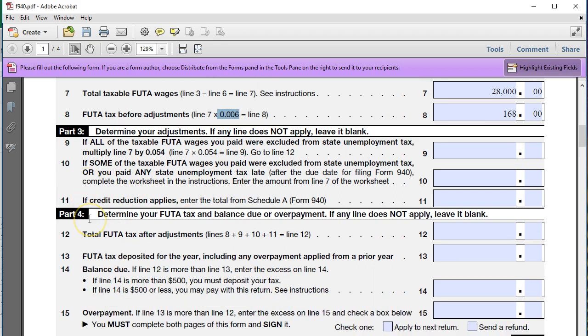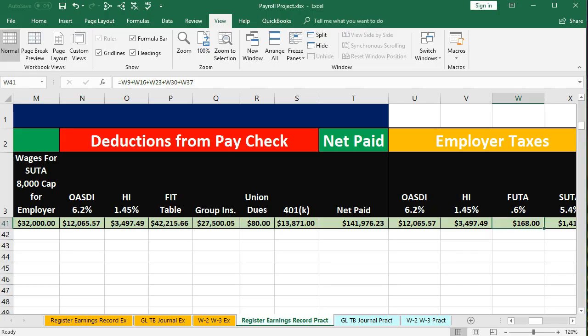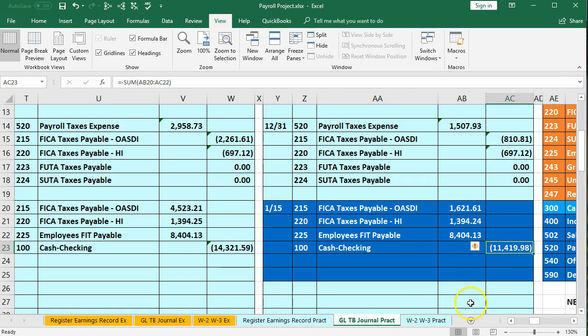If we go down to part 4, we're going to say total FUTA tax after adjustments is the 168. And then the FUTA tax deposit. Same thing as with the 941. This is the liability. Then we need the deposit, which should be the same. We should have already made the payment, in other words. We're not picking it up here, though. This is the liability calculation. How do we know how much we deposited? From the GL.